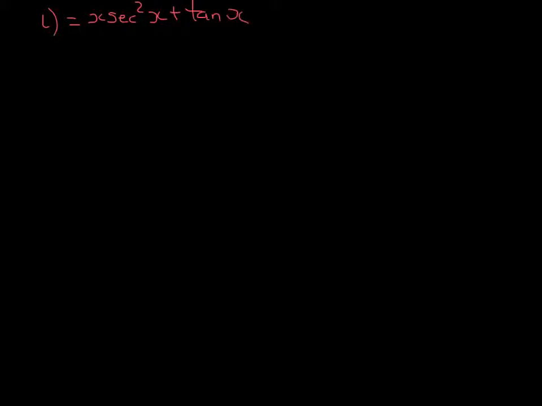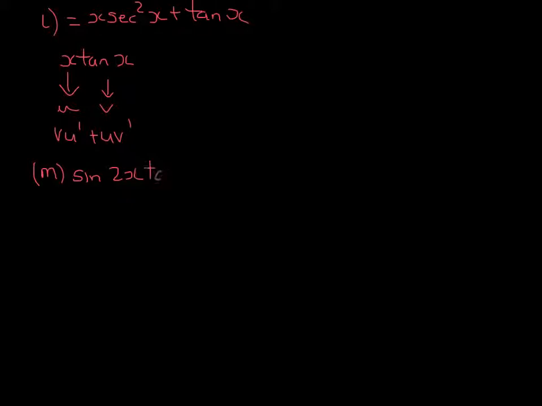Alright, so you remember that rule. If we had x tan x, and we labelled x as u, tan x as v, then the rule is vu dash plus uv dash. Okay, your old product rule. So up to m. M is sine 2x tan 3x.